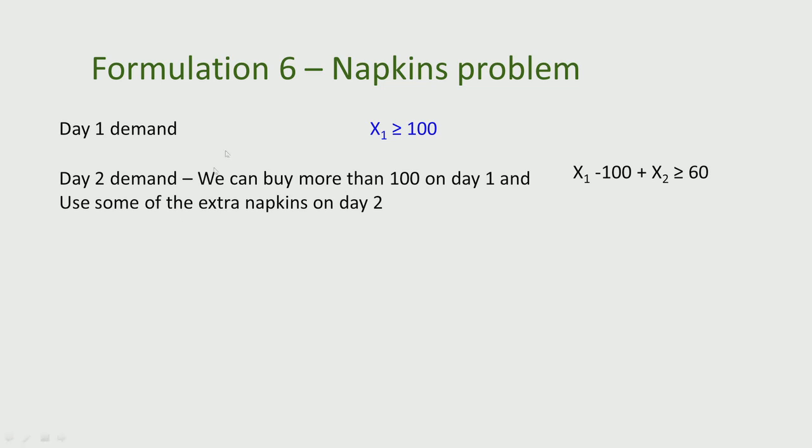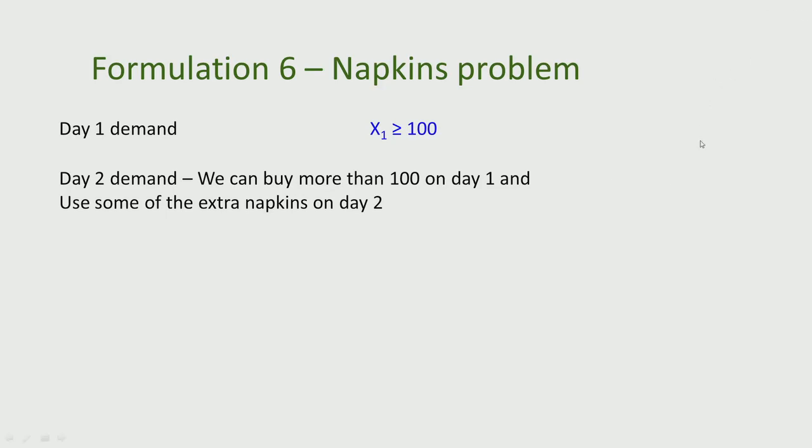Now, this comes because we have x1 greater than or equal to 100. The number of napkins bought on day 1 is greater than or equal to 100. So, x1 minus 100 napkins can be carried to day 2. So, x1 minus 100 napkins that are carried to day 2 plus x2, which are the number of napkins bought at the beginning of day 2. Now, these two act as supplies for day 2, and this should be greater than or equal to 60.